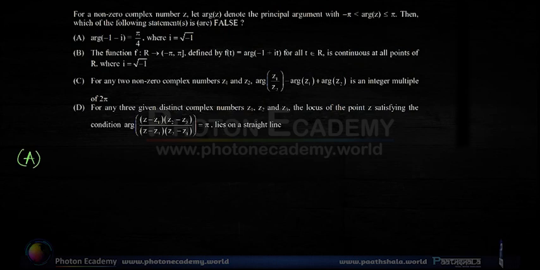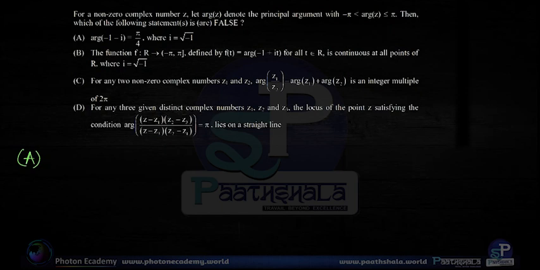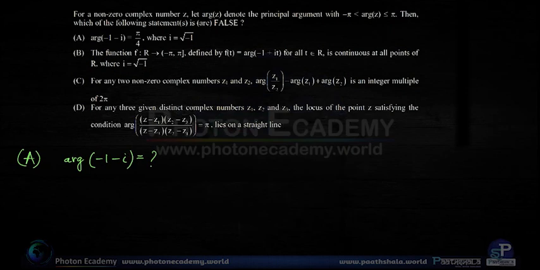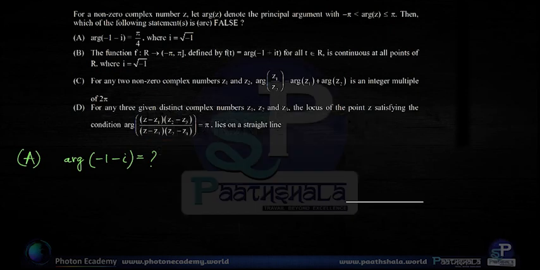It says argument of -1 minus i is equal to pi by 4, where i is equal to root of -1. Argument of -1 minus i is what? We need to find out the answer to this question. It's easier if we solve it graphically because we do not need any formulas in that case. For solving it graphically, we will draw the coordinate plane. The x-axis is the real axis and the y-axis is the complex axis. We'll label these as real and complex.